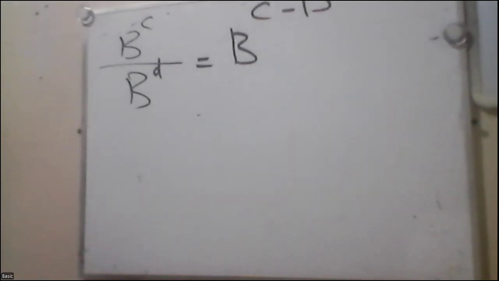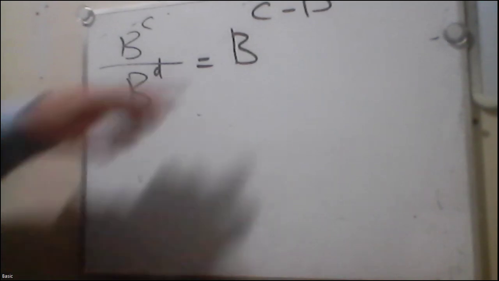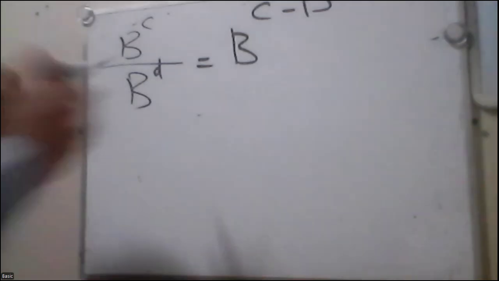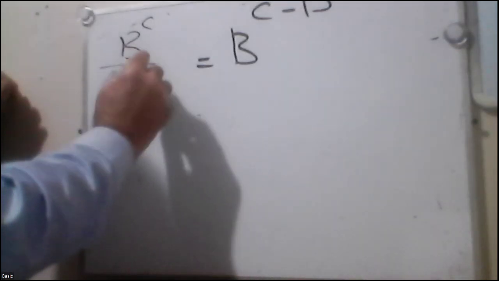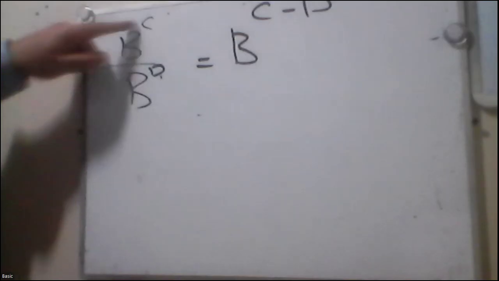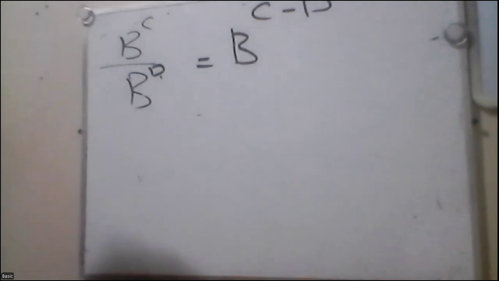There are a lot of examples here. As an example, this is c and d, or whatever letters you like, it's okay. So b power c divided by b power d equals b power c minus d. Examples, let me say like this.